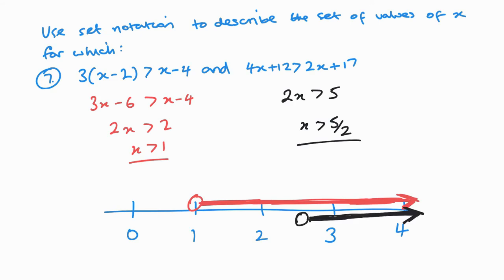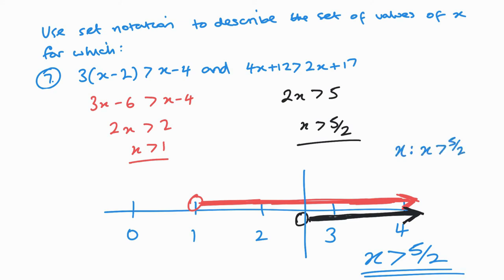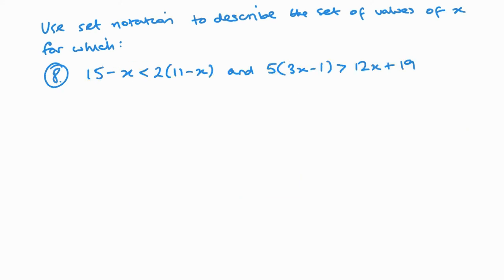So as you can see here, the only thing that works is greater than this value here. So my final answer is x greater than 5/2. And in set notation, we would write x such that x is greater than 5/2. And the bracket is just there to denote our set, just a set. Okay, let's do this one together quickly.